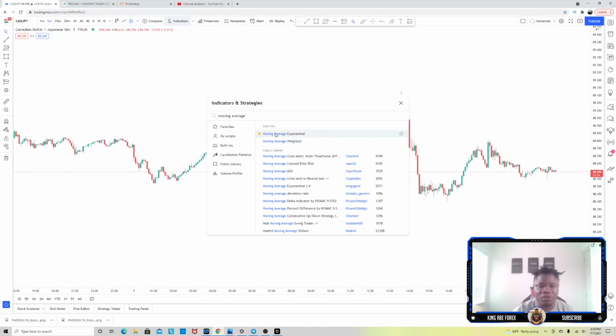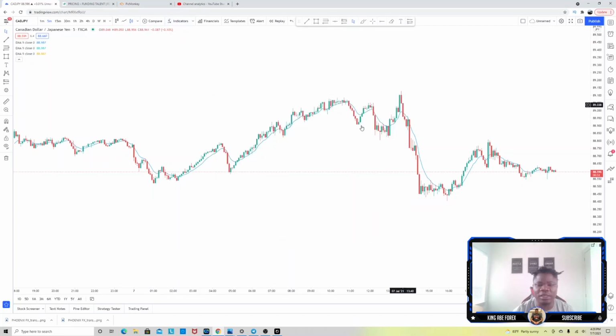And make sure you make it one of your favorites so that it will be easier for you to put it on your chart. Once you have it, you just click on it 3 times, and once you have it on your chart, we're going to go to settings.